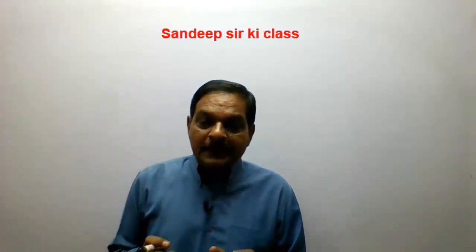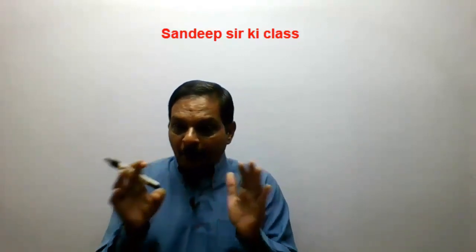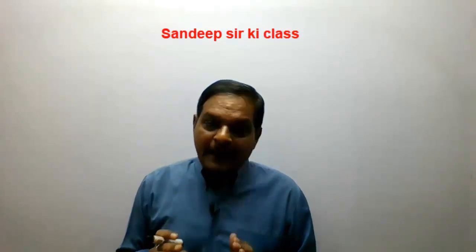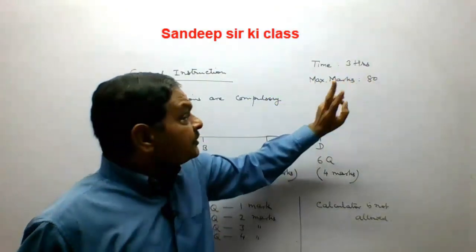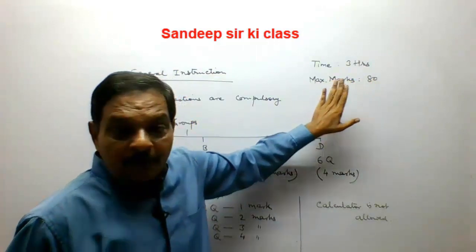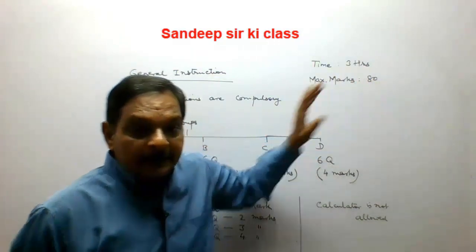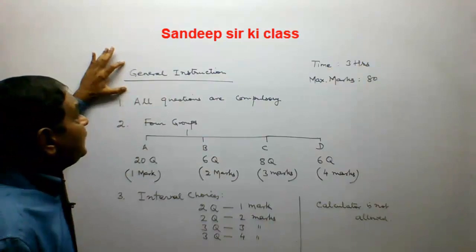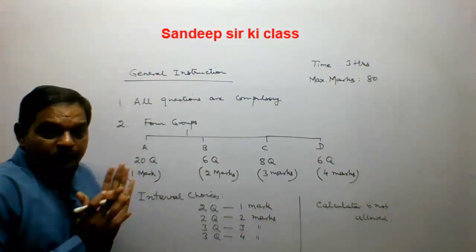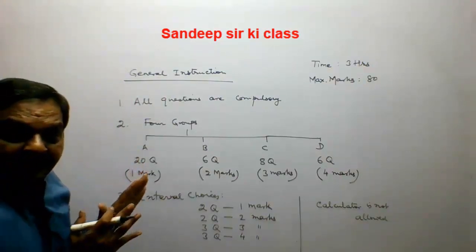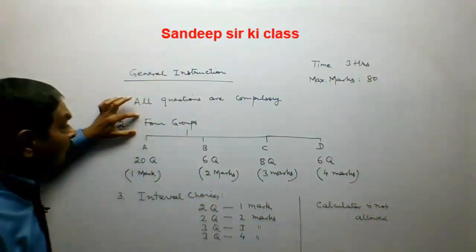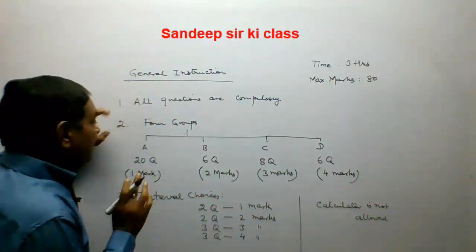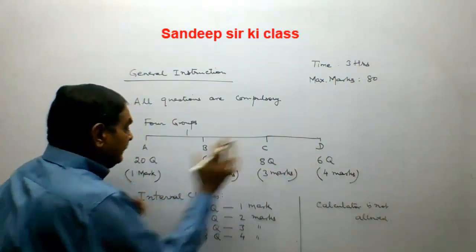First, we will look into what type of question paper we are going to get. The time given for this question paper will be 3 hours, and the maximum marks will be 80. Now look at the general instructions. All questions will be compulsory. In all, 40 questions will be there. Now 4 groups will be there in the question paper: A, B, C, D.